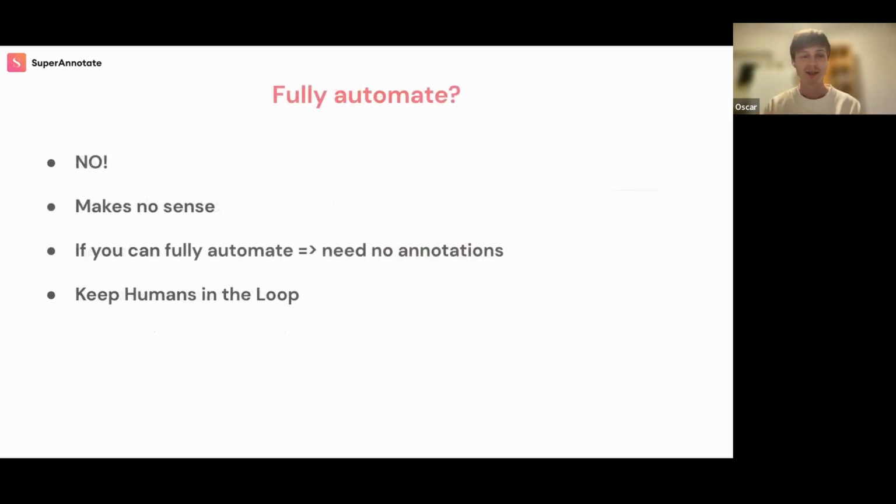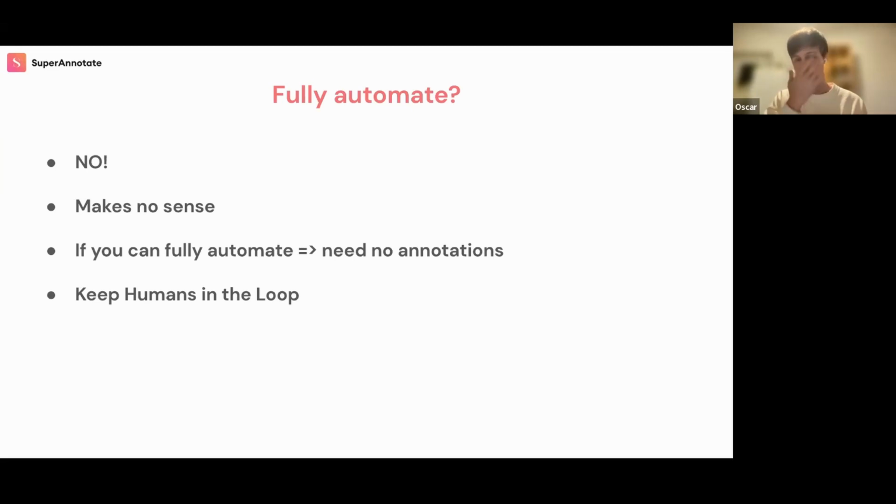Then I think for the last question, like, can we fully automate the pipeline? And I would say no, that doesn't work. It doesn't really make any sense to fully automate the pipeline, because if you can fully automate your annotation process, you would not really need any annotations. The aim of the annotations would be to provide a ground truth to your models, and you can then use that to try to train the model to replicate that behavior, basically.